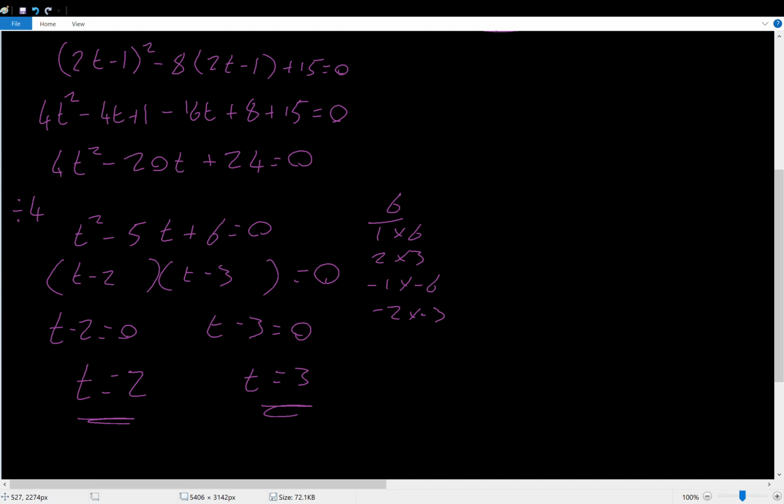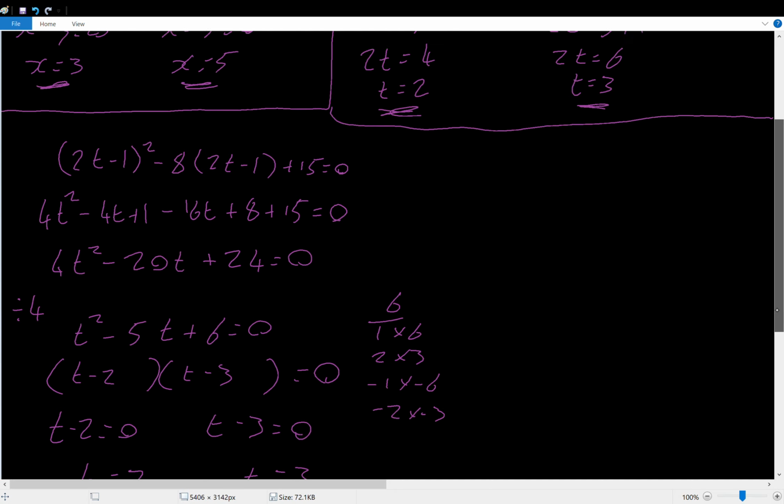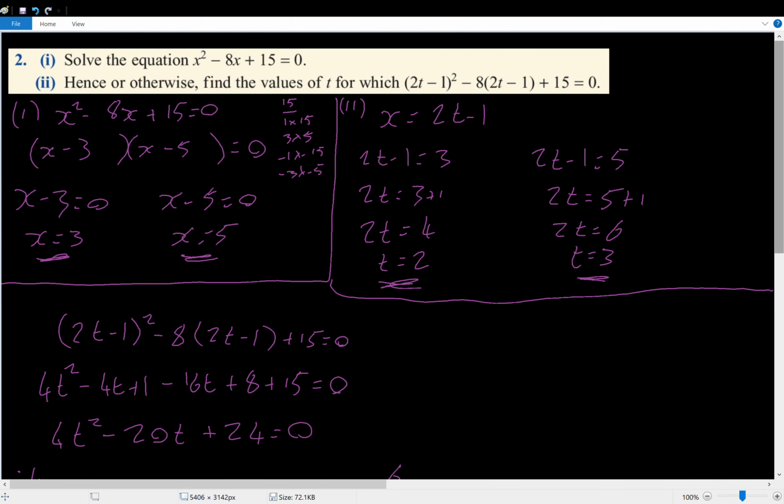So exactly the answer that we got above, it just took us far longer to get there because of all the multiplication involved. So that is how you would solve the quadratic given there by substitution. And that is that.